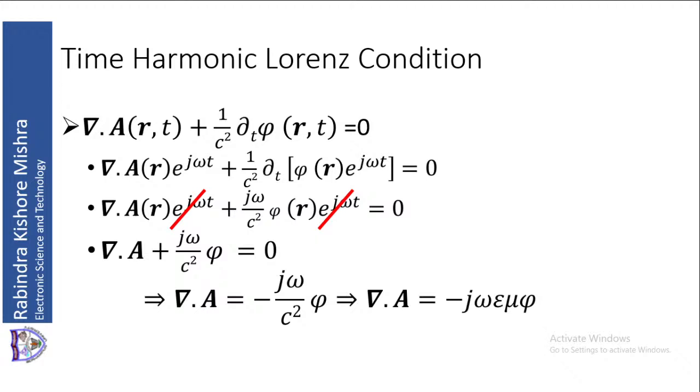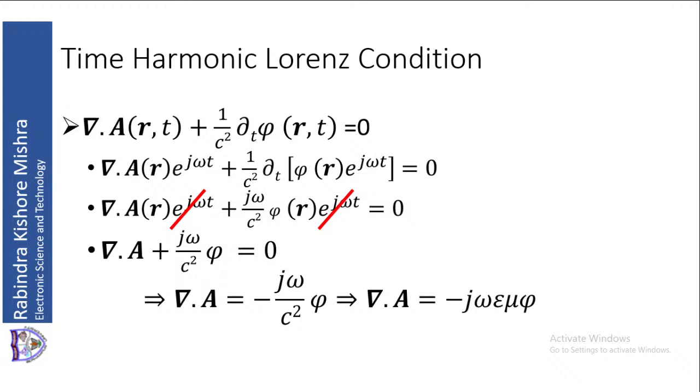So if you have time harmonic vector potential and time harmonic scalar potential, then the Lorenz condition reduces to divergence of A plus j omega by c square phi is equal to 0, from which you can get divergence of A in terms of phi. So divergence of A is equal to minus j omega by c square phi, and as you know, 1 by c square is equal to epsilon mu. So you can say divergence of A is equal to minus j omega epsilon mu into phi.